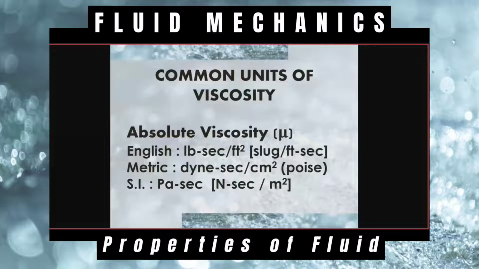Then for SI, as earlier, we use Pascal second, or that is Newton second per square meter. Because Newton per square meter, force over area, is pressure or stress. That is Pascal, so that is its unit. Okay? Just a sort of review. That is our unit for absolute viscosity.